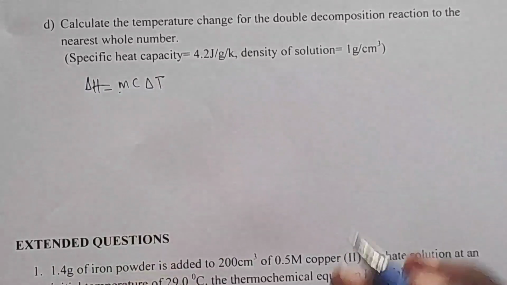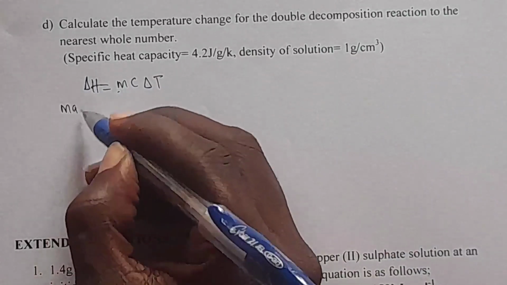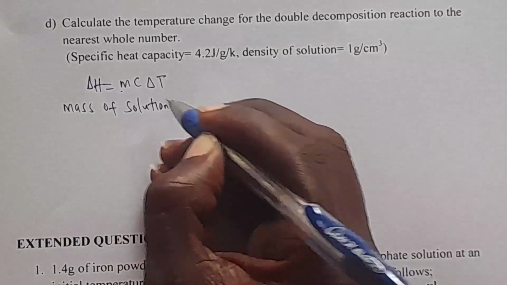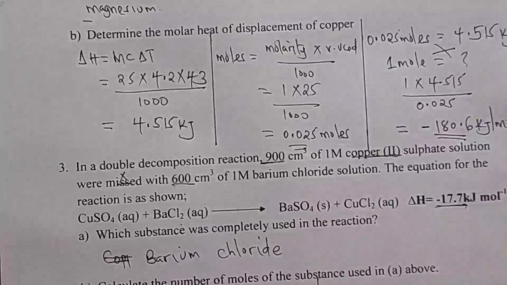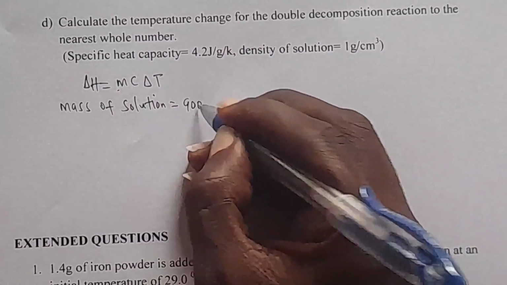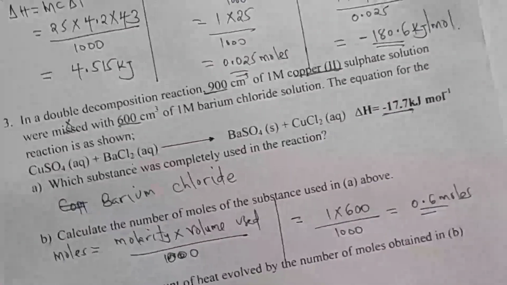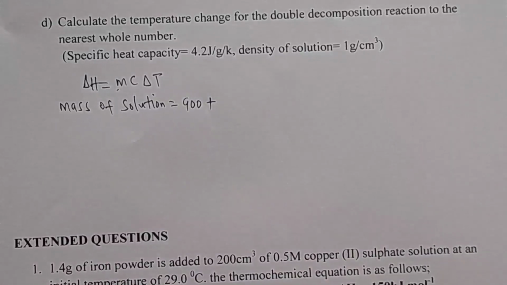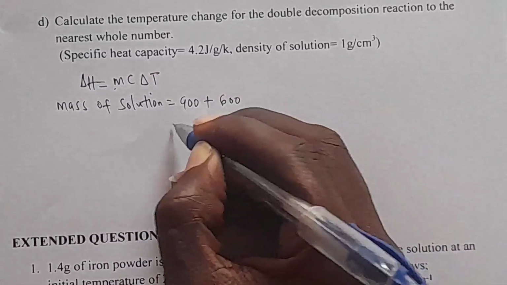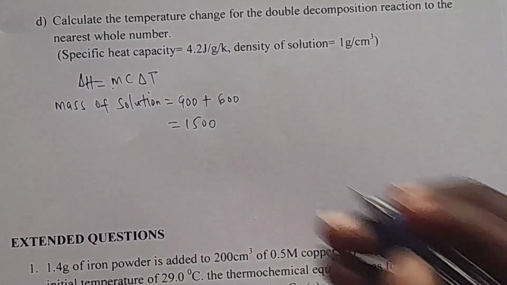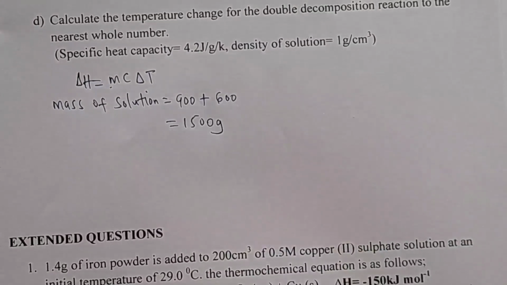So let's start with mass of the solution. This will be equal to, if you check, we are having 900 centimeter cube of 1 mole copper 2 sulfate. So that's 900 plus, we are having the other side again, 600 centimeter cube of 1 mole barium chloride. So plus 600 centimeter cube, this will be 1,500 centimeter cube times 1 gram per centimeter cube. We are going to get 1,500 grams.